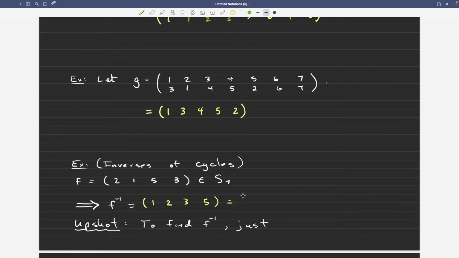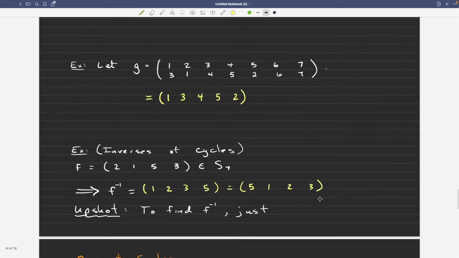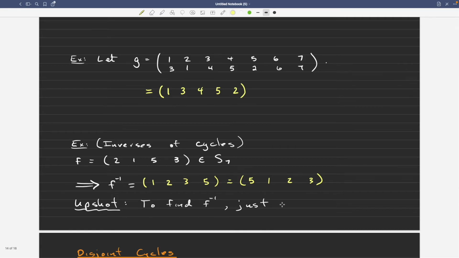But it doesn't matter which one you start with as long as you're consistent. Like if I put 5 first, that would be the same thing: 5 goes to 1 when you're reading the original backwards, which in turn goes to 2, which in turn goes to 3, which in turn comes back around to 5. So these representations aren't unique. In cycle notation, you can cyclically permute the entries of the cycle and you get the same function. So the upshot here is, to find F inverse, just reverse the order of the cycle.